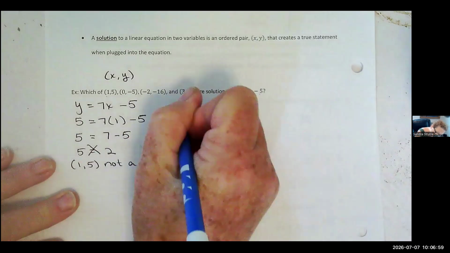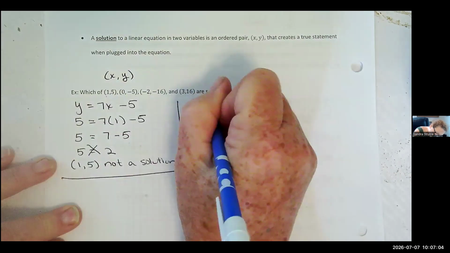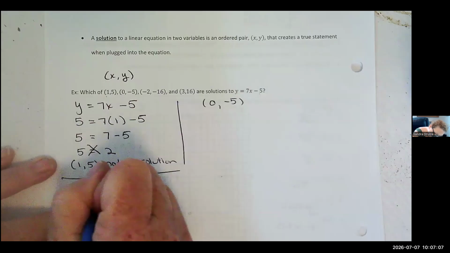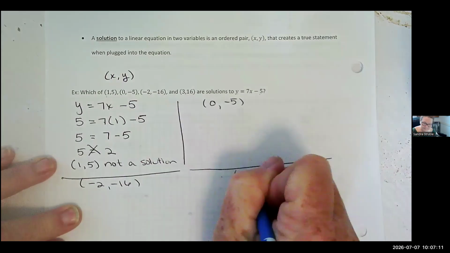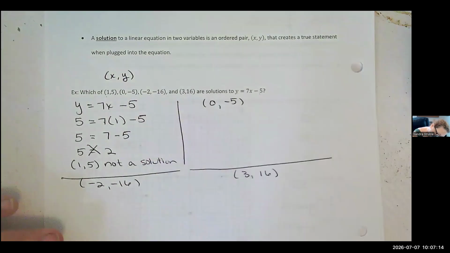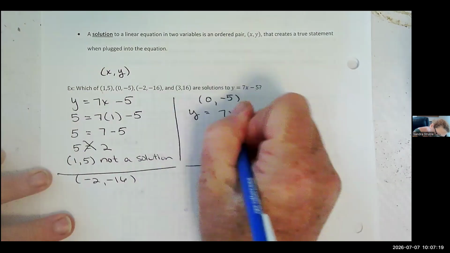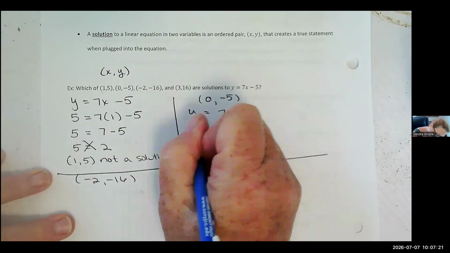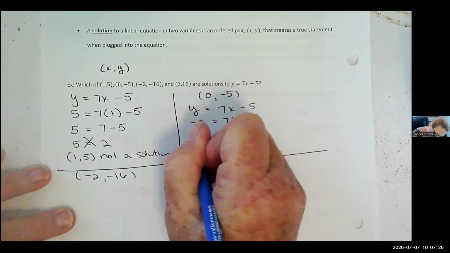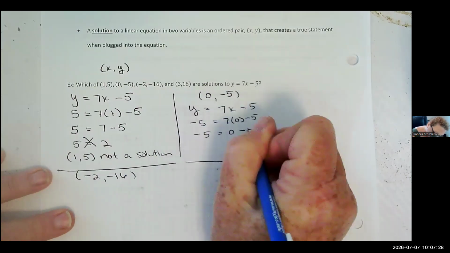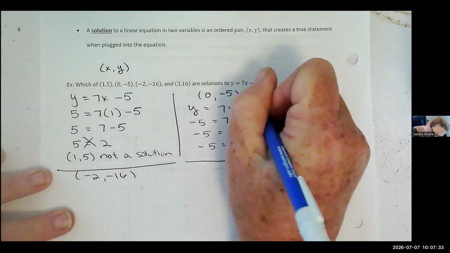I want you to try the (0, -5), the (-2, -16), and the (3, 16), and then come back to see how you did. All right, y equals 7x minus 5. Where the y is, I'm putting -5. Where the x is, I'm putting 0. 7 times 0 is 0. They do equal. So (0, -5) is a solution.